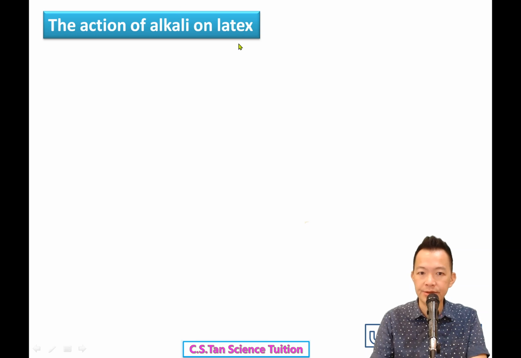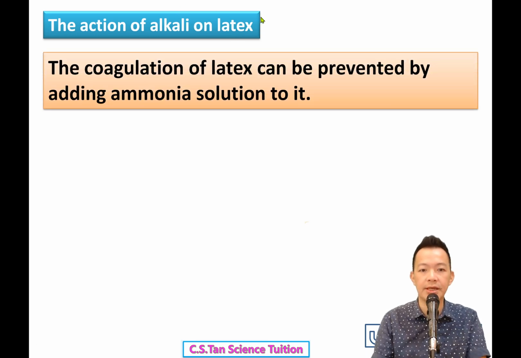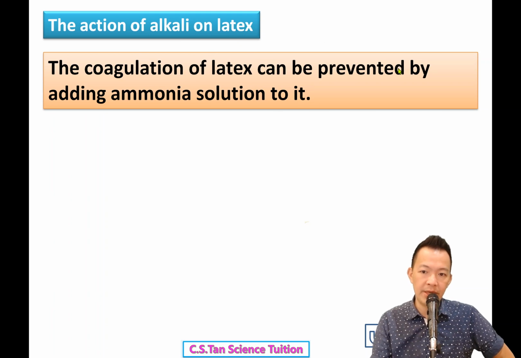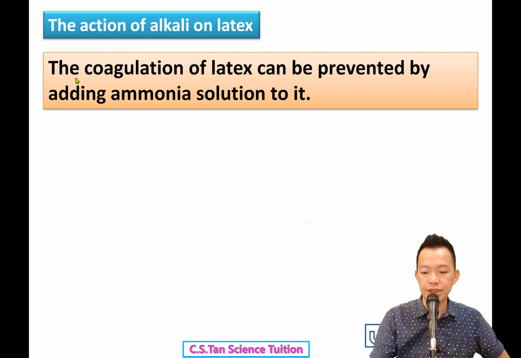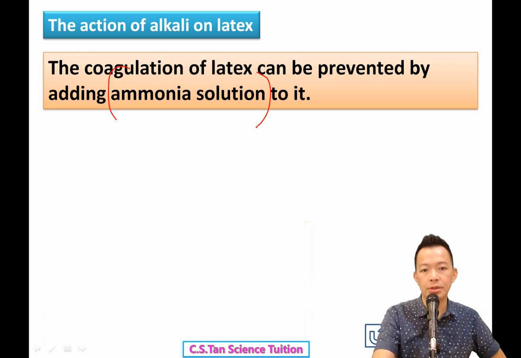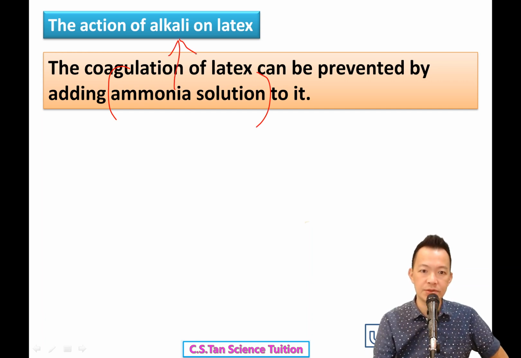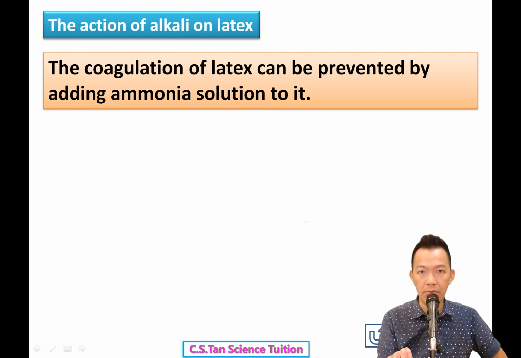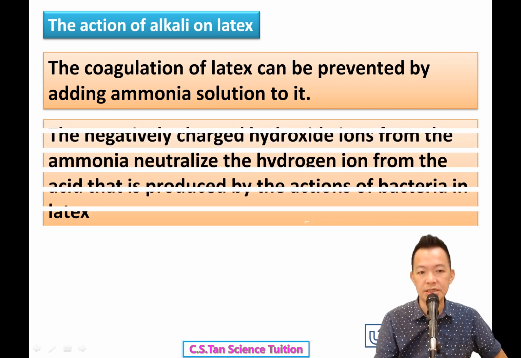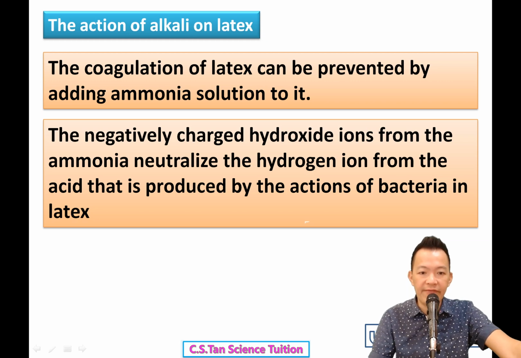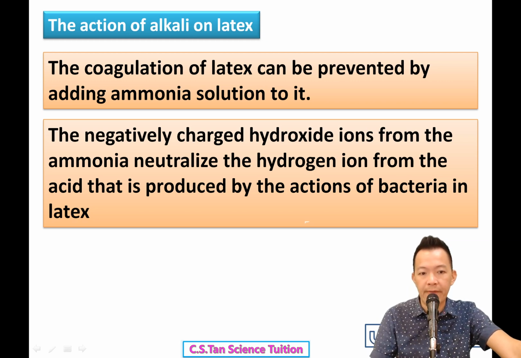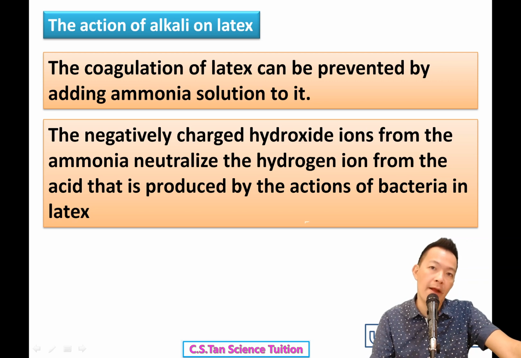So if you add alkaline solution on the latex, what happened to your latex? Okay, the coagulation of latex can be prevented by adding the ammonia solution inside. Always mean by ammonia solution. One of the example of alkaline, 它就是一种碱性的液体，不强的液体来的。But why adding alkaline like ammonia can prevent the coagulation of latex? 可以防止橡胶质凝固呢？Simple. 那答案在这边。The negatively charged hydroxide ions from the ammonia, okay, ammonia solution neutralize the hydrogen ion from the acid that's produced by the bacteria.